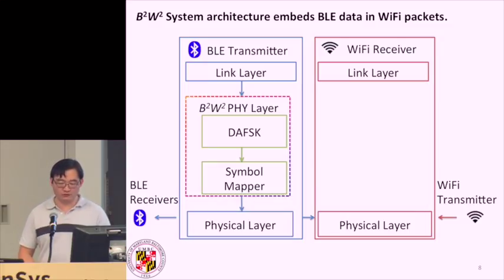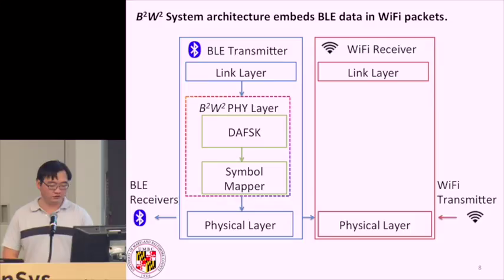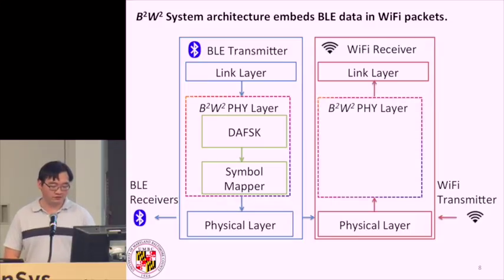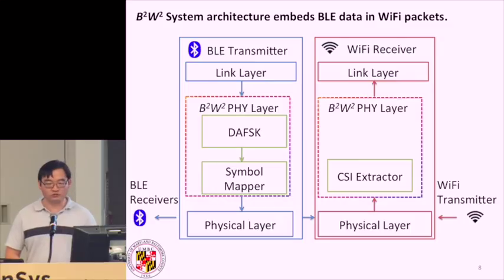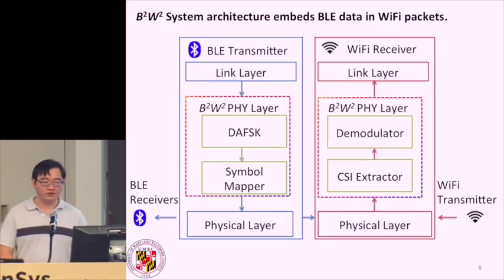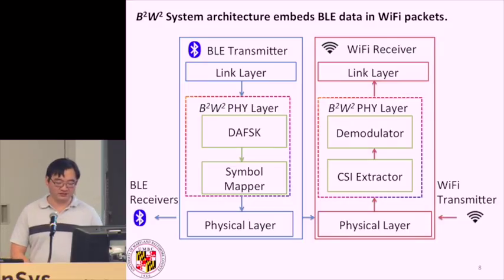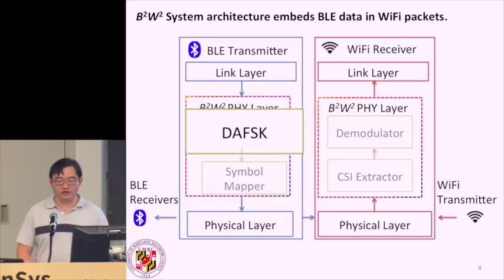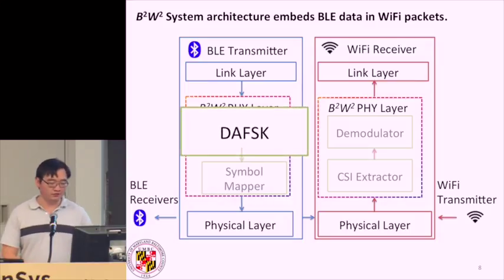Again, what we propose is that we also add an additional physical layer to the Wi-Fi receiver, and this is our physical layer. And in summary, we do exactly the opposite thing. We extract out the CSI information, and then we also demodulate the embedded Bluetooth signal. So now I'm going to talk about the modulation scheme. I'm going to go through each one of these. In the example, I'm going to use a variant of FSK.